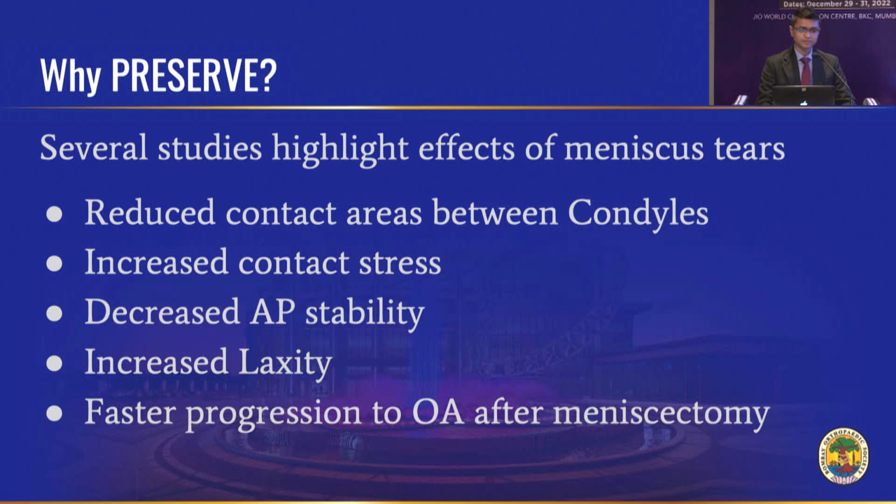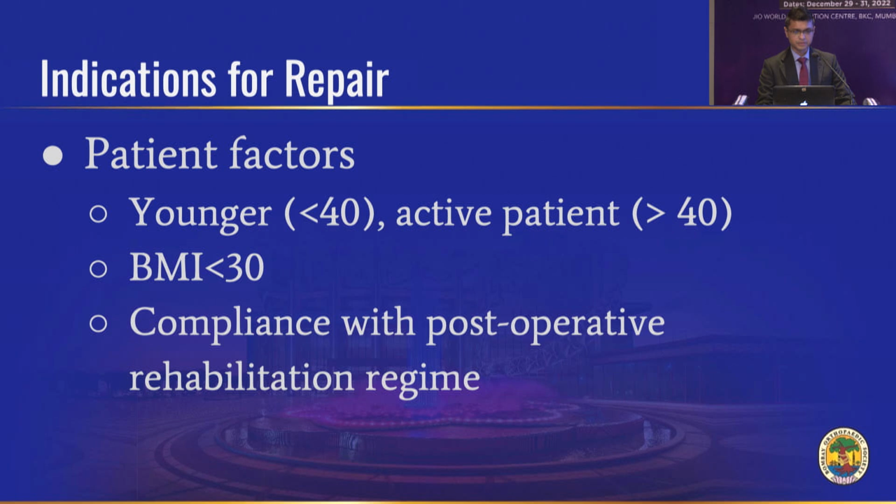So why to preserve the meniscus? Several studies which highlight the effects of meniscus tears show that the contact areas are reduced between the condyles after a tear. There are increased contact stresses, decreased anteroposterior stability, and increased laxity. Now all these would lead to a faster progression to osteoarthritis if the tear is not treated or after a meniscectomy.